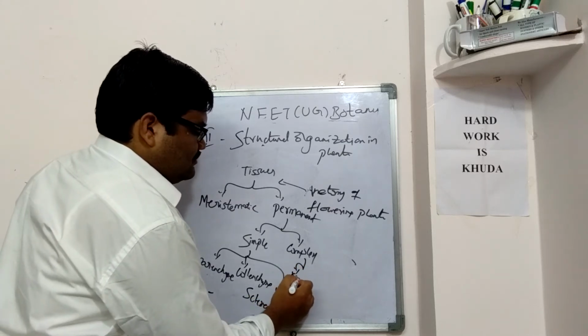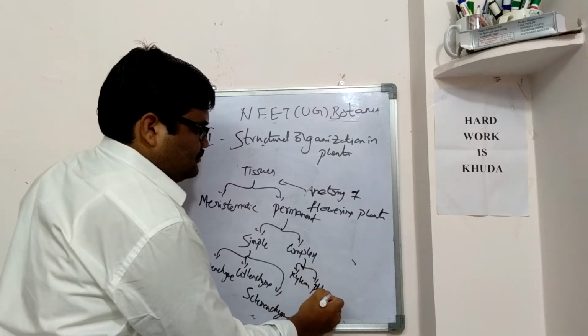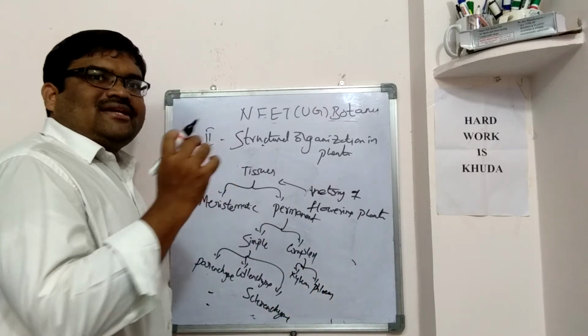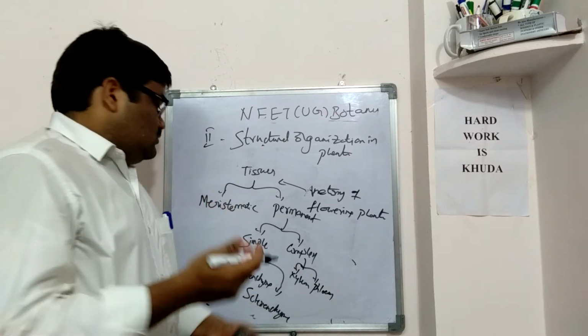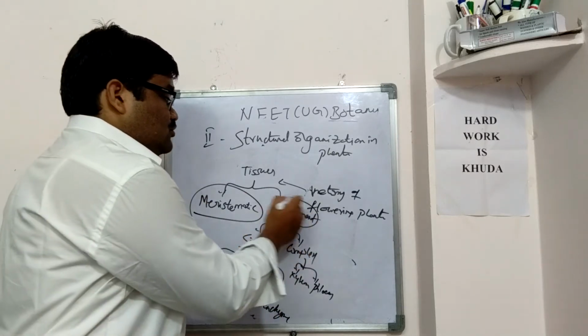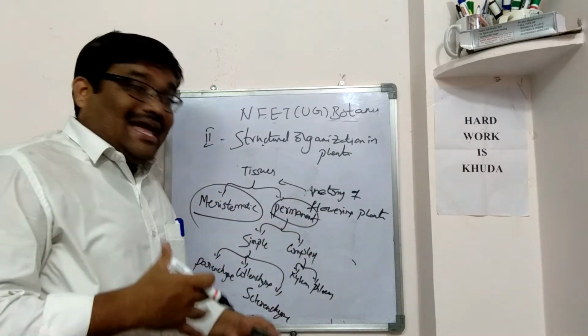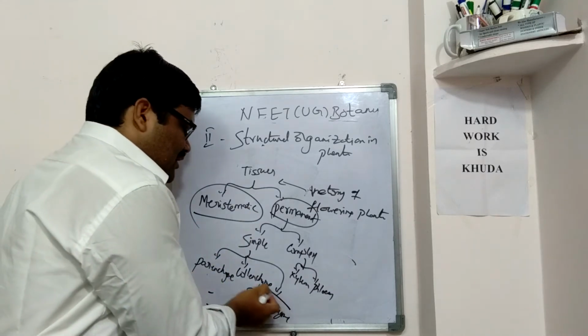Complex includes xylem, phloem. So, to understand the basic description, what we call features of meristematic, what exactly meristematic tissues, the permanent tissues. Its categorical, that means classification is very important. In examination point of view, they might ask you, sclerenchyma is what kind of tissue?